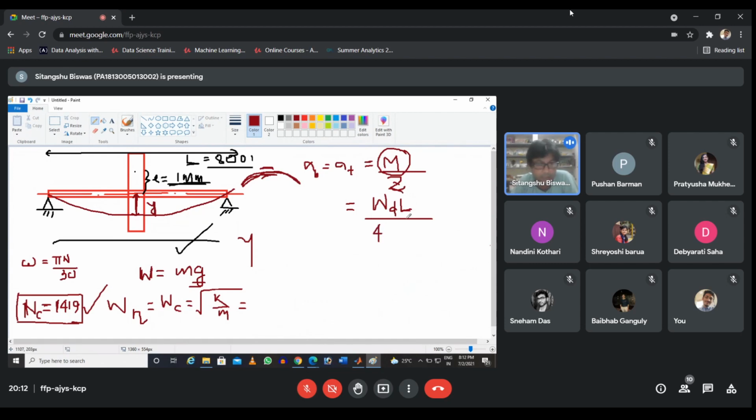And this section modulus for this kind of shaft, you already studied, this is pi by 32 into d cube. So now this limit is given as 70, L is 800, and D is 20. Now you find out what is the WD.